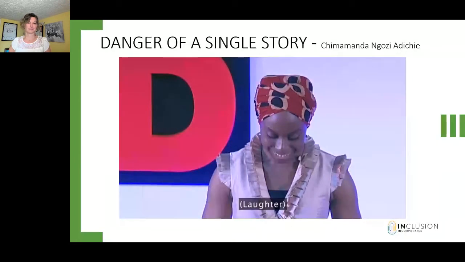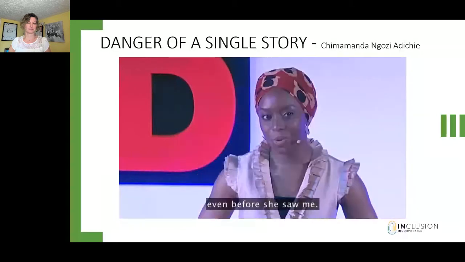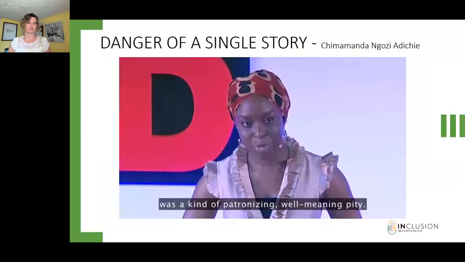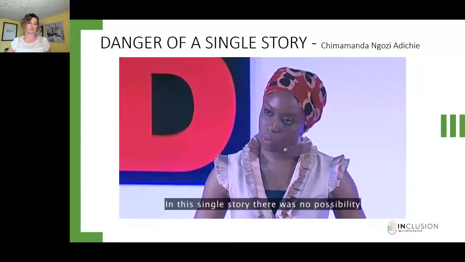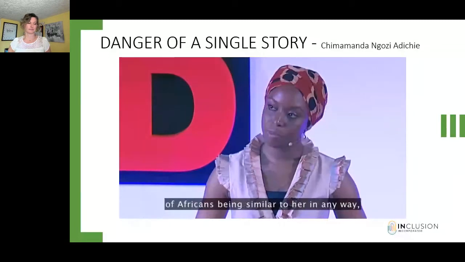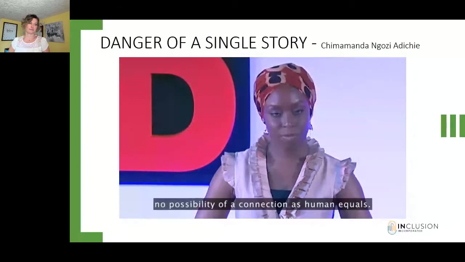She assumed that I did not know how to use a stove. What struck me was this: she had felt sorry for me even before she saw me. Her default position toward me as an African was a kind of patronizing, well-meaning pity. My roommate had a single story of Africa, a single story of catastrophe. In this single story, there was no possibility of Africans being similar to her in any way, no possibility of feelings more complex than pity, no possibility of a connection as human equals.